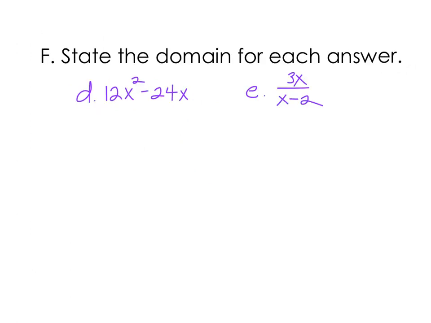Last but not least for this part of the lesson, state the domain for each answer. Now in example D, when we found the product, we end up with 12x squared minus 24x. So notice our exponent x squared is technically 2 over 1, and 1 is an odd root. So if it's an odd root, it doesn't matter about the 2 on the top. We can pick any number we want and square it. There's no restriction. And then this plain x with the 24 is linear. There's no restriction there as well.